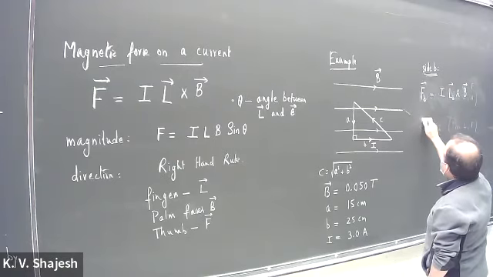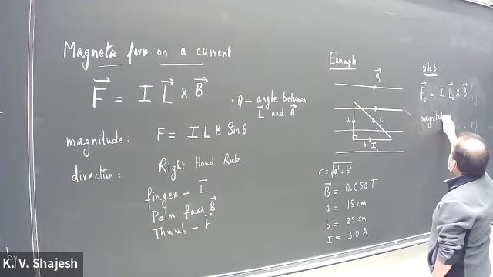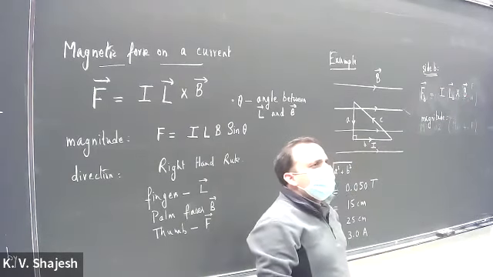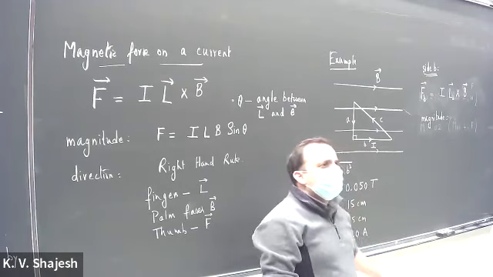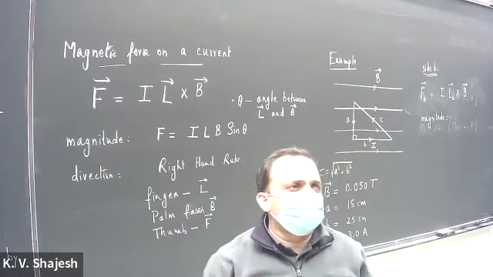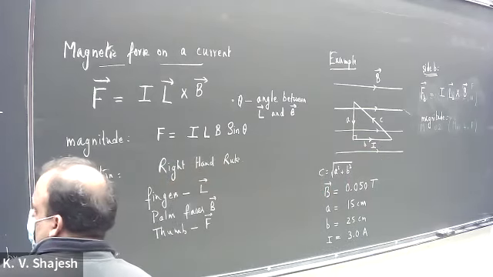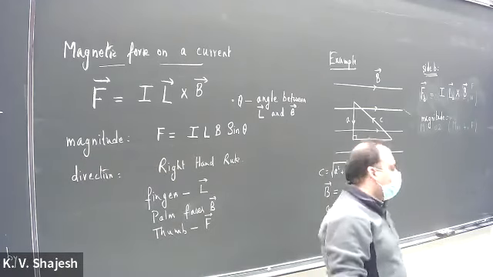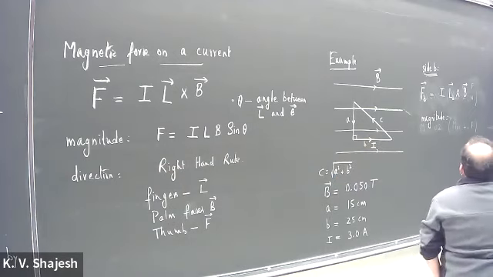Magnitude will be, you should try to figure out what that is, before I write it down in the next half a minute or so. You should try to decipher what will be that force. If you understand the cross product, then you should be able to immediately tell what that magnitude is, even without putting in the number. So let's calculate that.